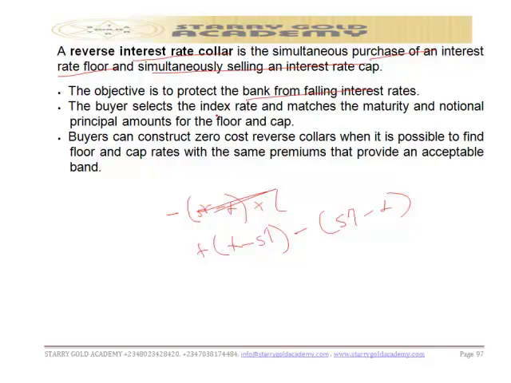So, the buyer selects the index rate and matches the maturity and notional principal amount for the floor and cap. The buyer can construct a zero cost reverse collar when it is possible. A zero cost reverse collar is when it is possible to find the floor and cap rates with the same premium that provide the acceptable band. That is on the collar, which could be reverse or the straight collar.